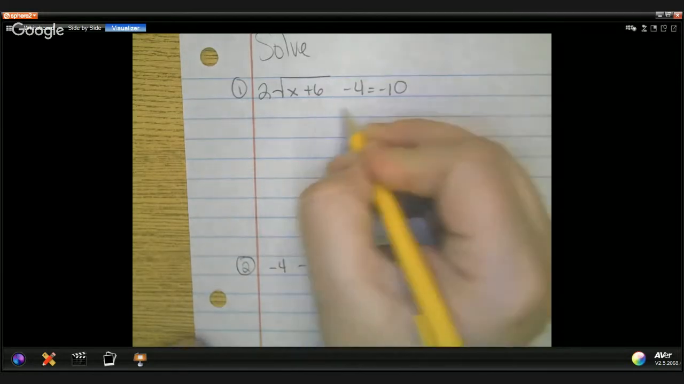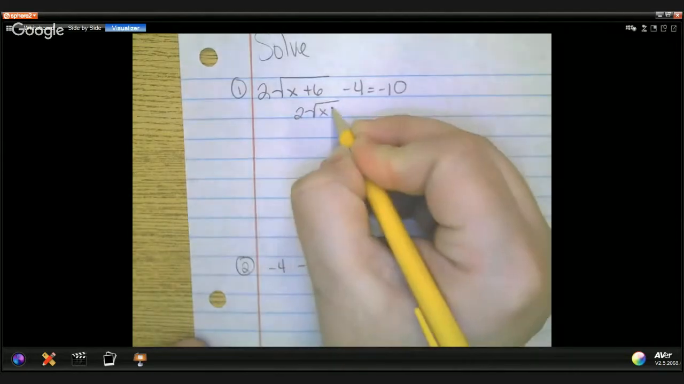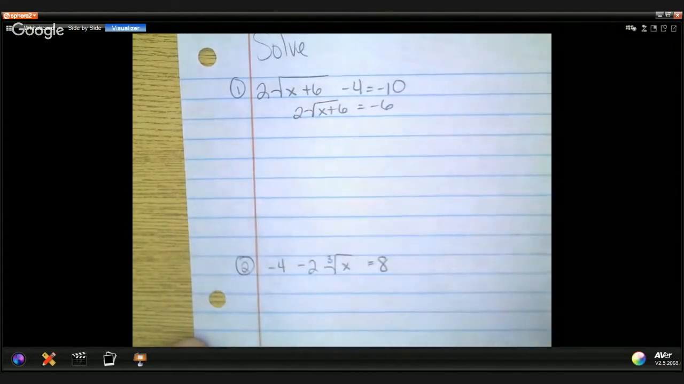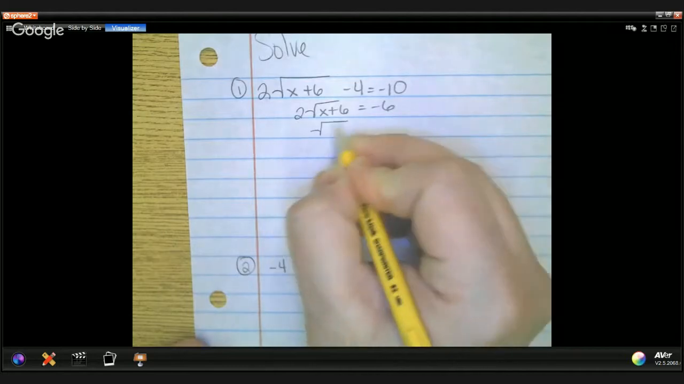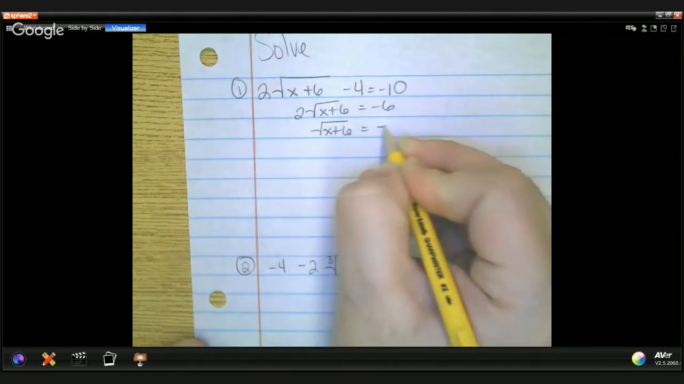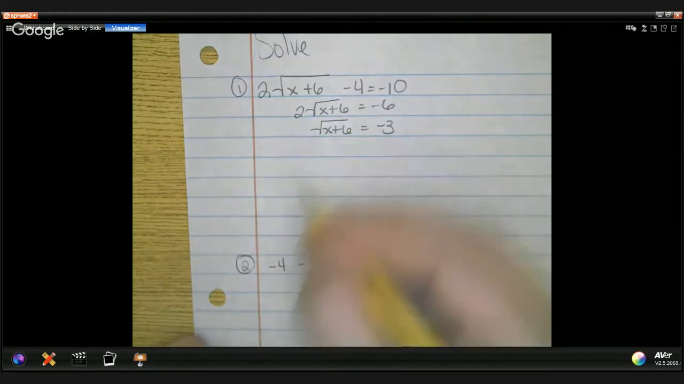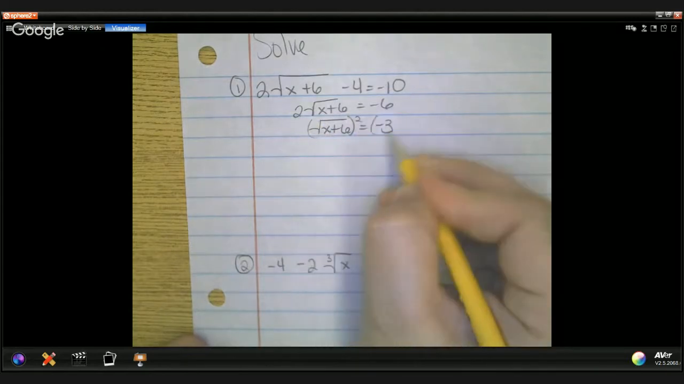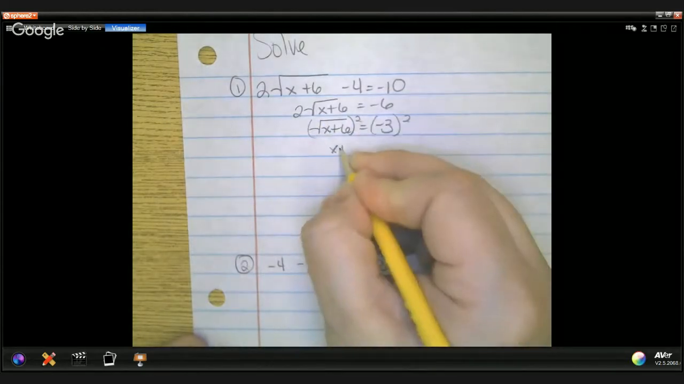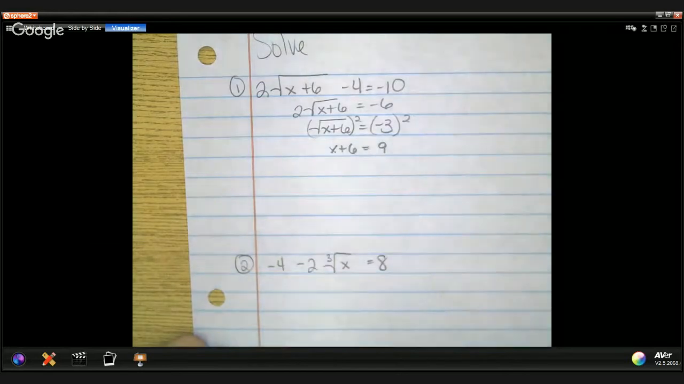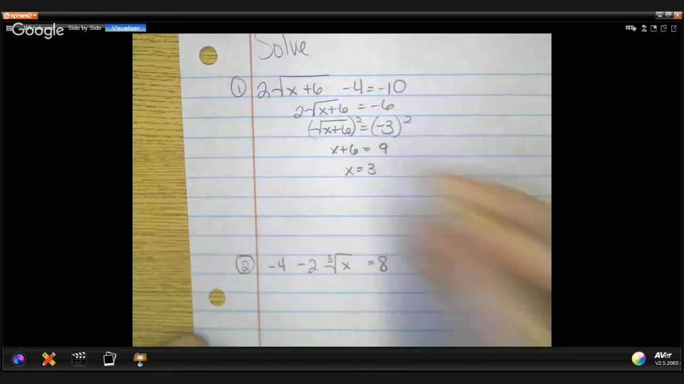So the first one, you should have added 6 to both sides to get a -6. And then you should have divided by 2 and you get the square root of x plus 6 is -3. And now when I square that, you get x plus 6 is 9. So you should have gotten x is 3.